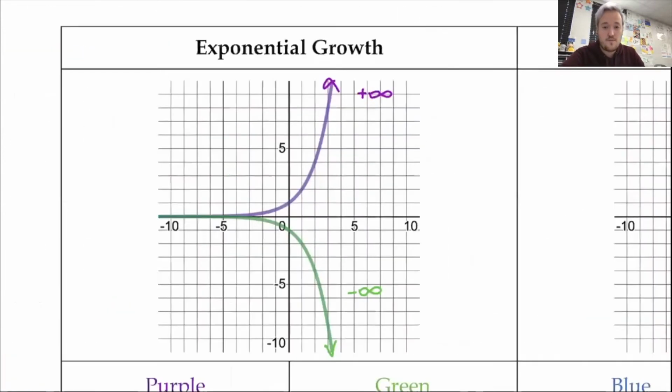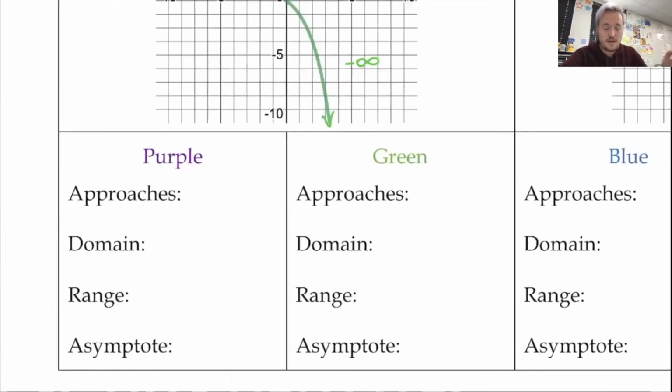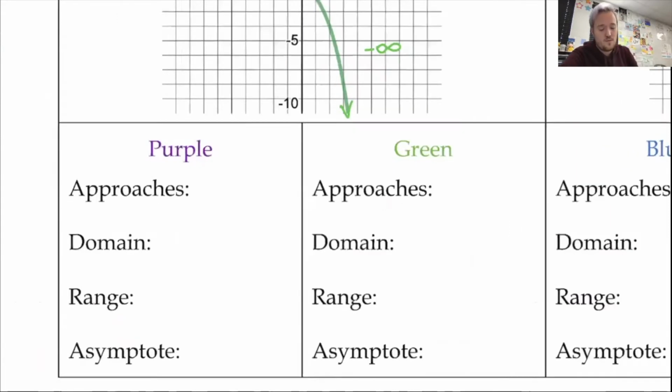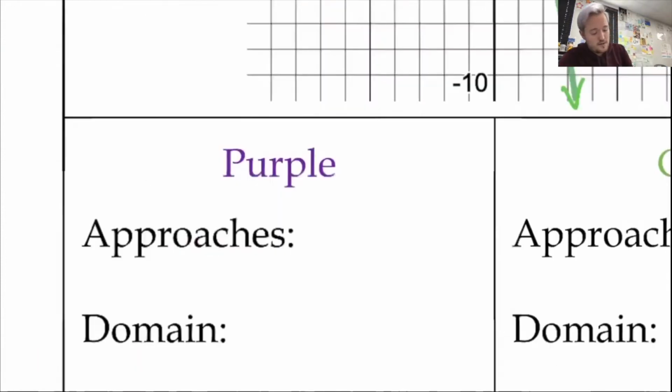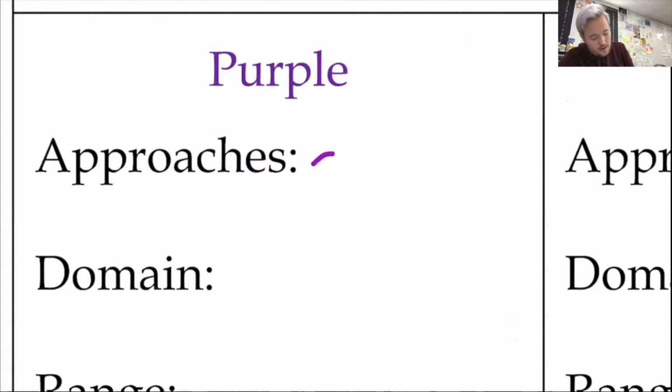All right, so we're going to look at both of these graphs side by side and compare them. We want to look at some similarities and some differences. We're going to compare and contrast to see what's the same, what's different, and how it is different. So for purple, which is our equation going up, when I say approaches, that's getting closer and closer to positive infinity.